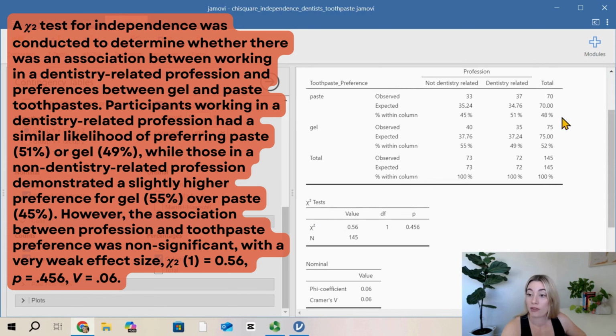If we then think about the values that we are incorporating into that write-up, we have the percentages for all four possible combinations of those levels of the two variables. We include the degrees of freedom, our chi-square statistic, as well as the p-value and the effect size value.